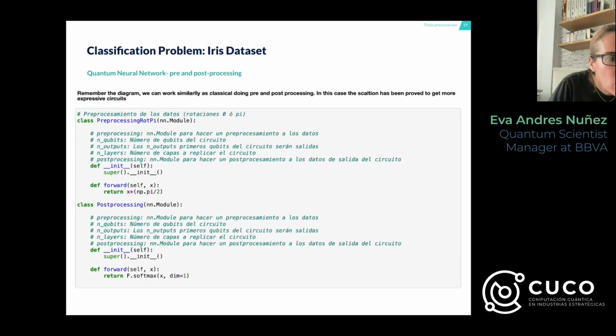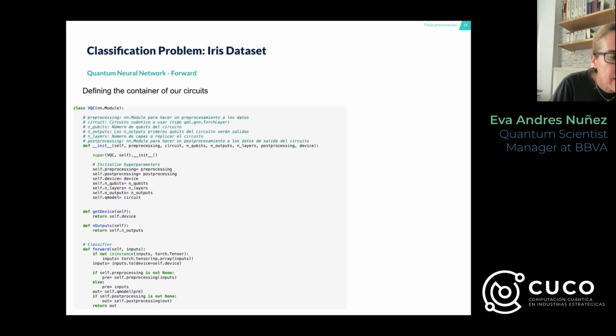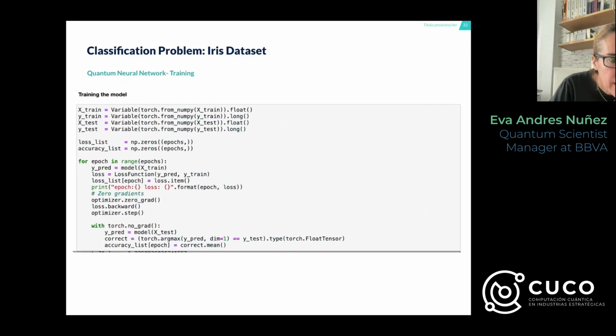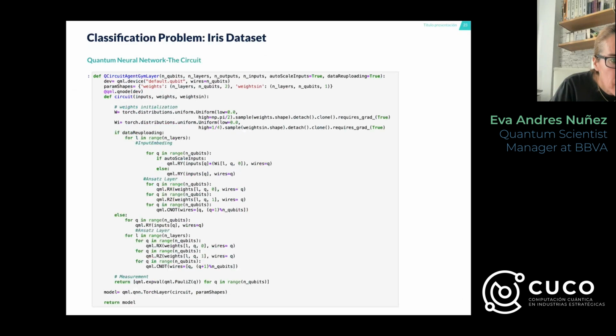A ver si lo vemos. Este es el normal. A ver que te enseñe el layer, que pone layers. Aquí está, layers. ¿Ves que aquí hay dos parámetros? Este que sería el weight y el weight in. Pone weight initialization, ¿no? Weight in es el de la capa de encoding, cuando voy a usar data rescaling y data reloading, ¿vale? Si no, no hace falta. Y el primero es el que antes tenía, que es el de la capa ansatz.